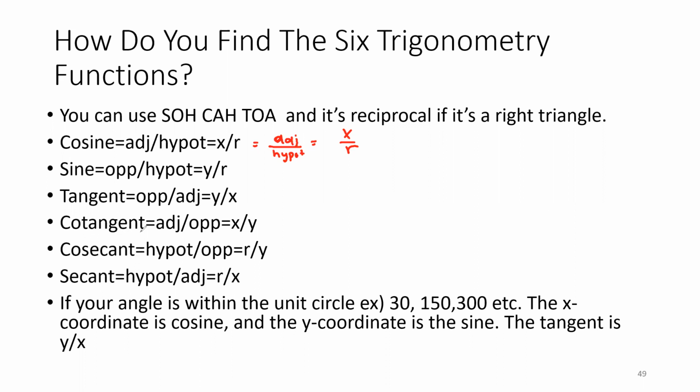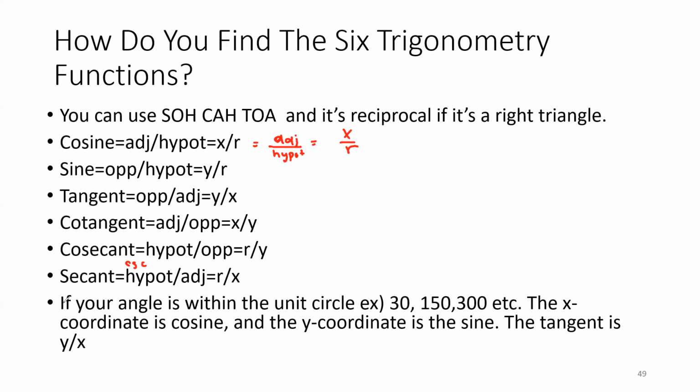Cotan is the reciprocal of tangent, so it could be expressed as adjacent over opposite, or the reciprocal of tan, which is the same thing as x over y. And then cosecant could be expressed as hypotenuse over opposite, because it is the reciprocal of sine, right? Or radius over y. They all sound confusing, but you'll see when we do an example. And then secant can be expressed as hypotenuse over adjacent or r over x.